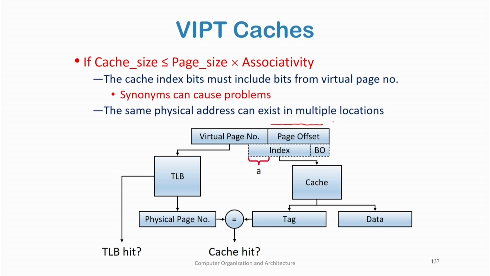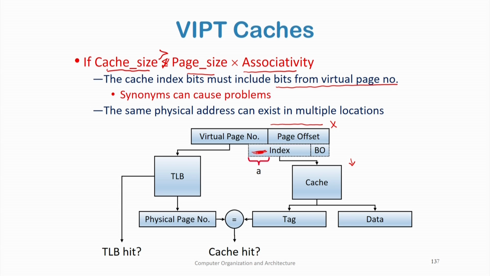I cannot use only this to access the entire cache. So, I have to borrow a few of the virtual page number bits as well, and herein again comes a bit of a problem. When the cache size is greater than page size times associativity, then only these page offset bits are not sufficient to index the cache. The cache index bits must include bits from the virtual page number.